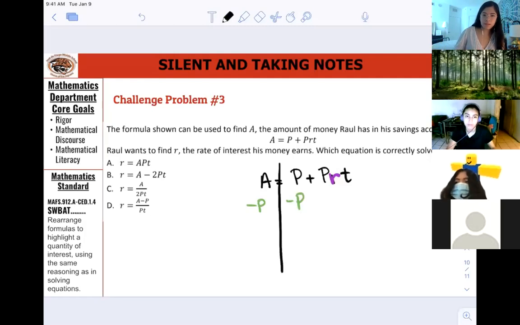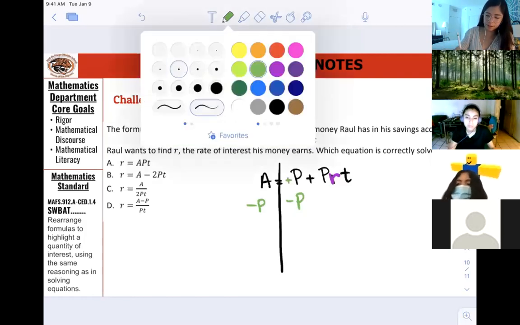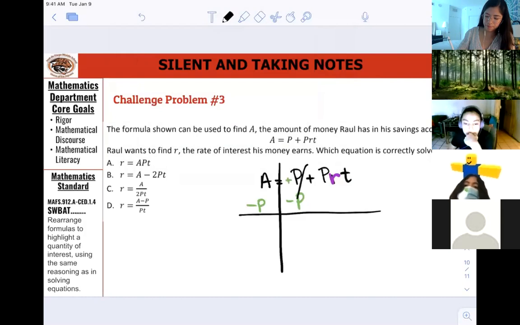Because there's a plus sign in front of it. Right. The P is positive because there's kind of like an invisible plus sign in front of it. So the opposite is to subtract. Okay. That gets rid of the P. Now I can't combine these, so it's just going to be A minus P equals P R T.